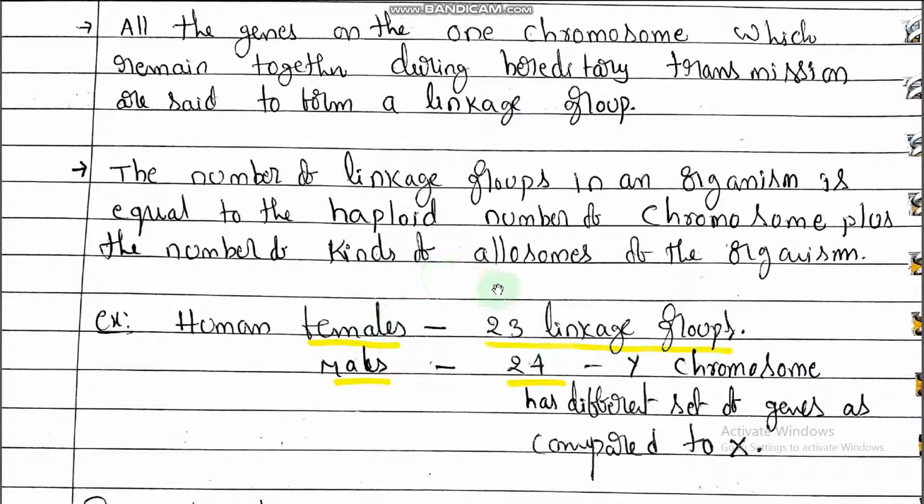Here what is given? The number of kinds of allosomes. Suppose 3 are present, then 23 plus 3. But 3 are not present in humans. So human males, linkage groups, how many? 23 plus the kinds of allosomes. The Y chromosome is extra. So 23 plus 1, 24 linkage groups.